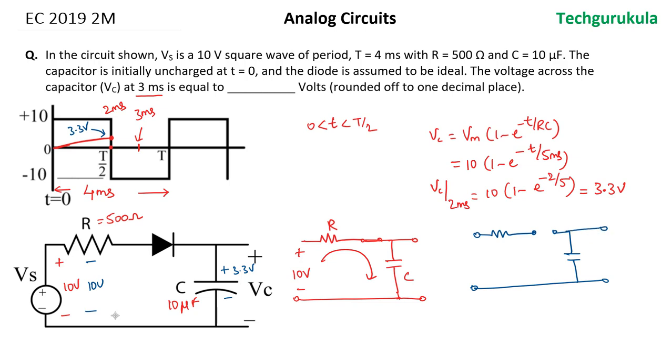In this case, there is no charging or discharging path, hence the voltage across the capacitor would remain 3.3 volts for the next half cycle, as the diode is open circuit. Hence the voltage across the capacitor would remain 3.3 volts throughout this half cycle, which means obviously at 3 milliseconds as well, the voltage across the capacitor will be 3.3 volts. Hence the answer is 3.3.